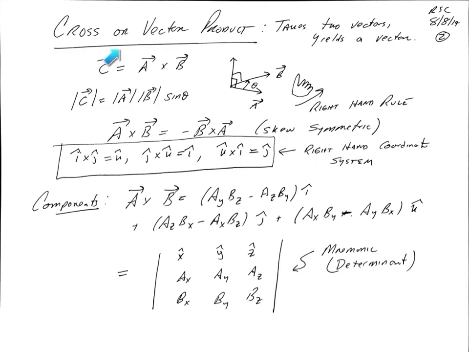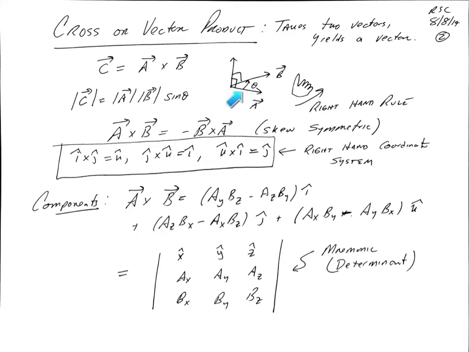Next, let's talk about the cross or the vector product. Unlike the case of the dot product, in this case, it takes two vectors and gives us another vector. C, the vector C, is the cross product of A cross B, and we write it this way. C is A cross B. Geometrically, it has the following interpretation.